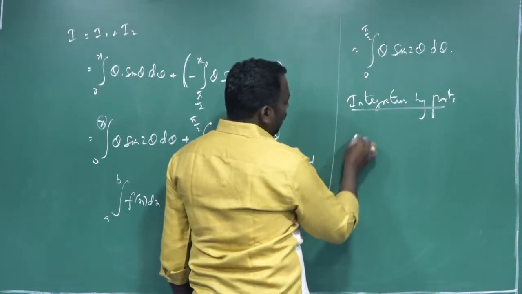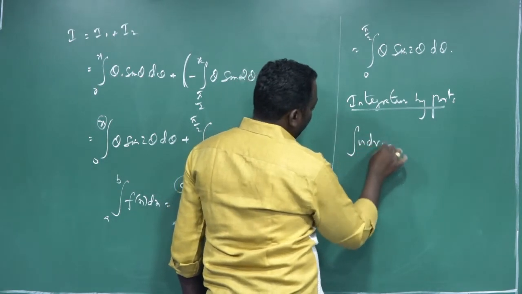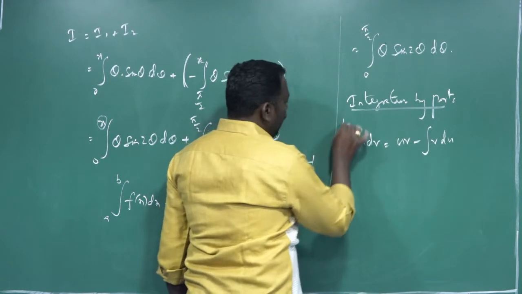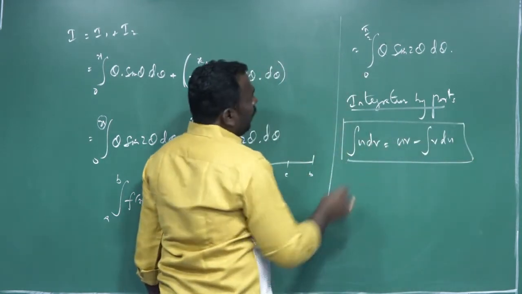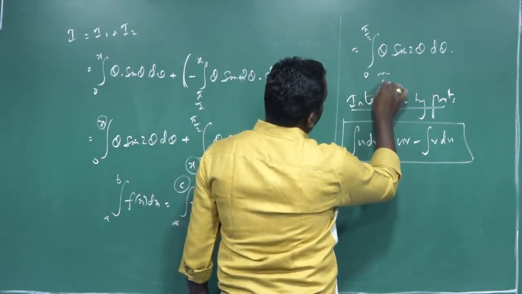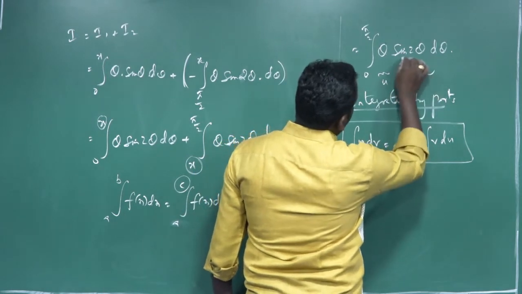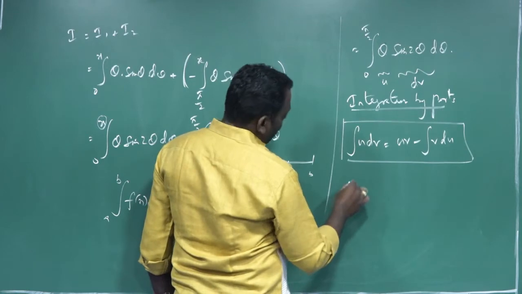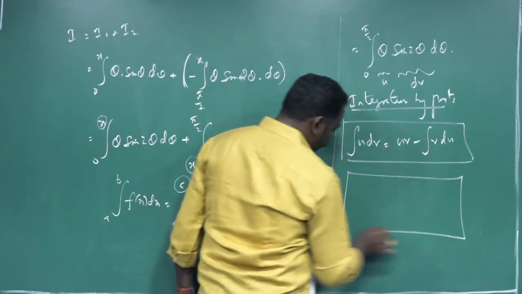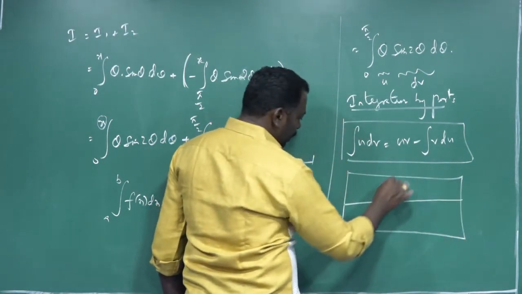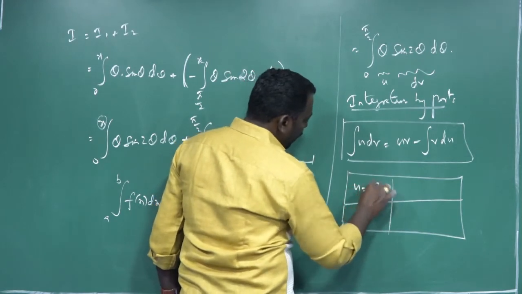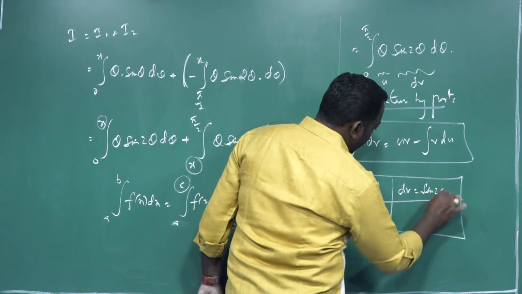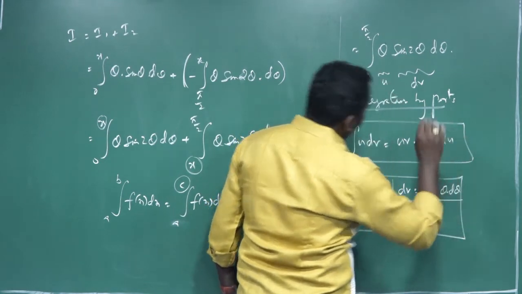What is integration by parts? Integral u dv is equal to uv minus integral v du. Applying integration by parts, here u is theta, then sin 2 theta d theta is defined as dv. Therefore, taking u equal to theta and dv equal to sin 2 theta d theta.